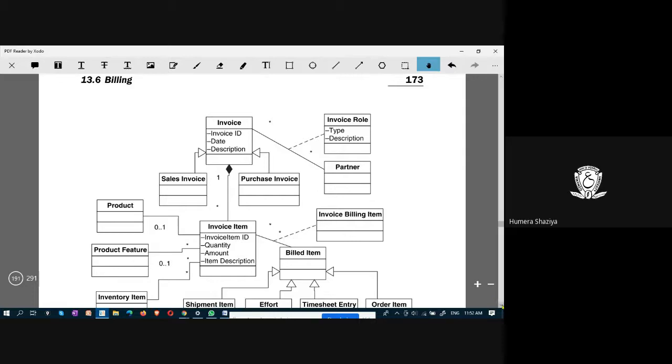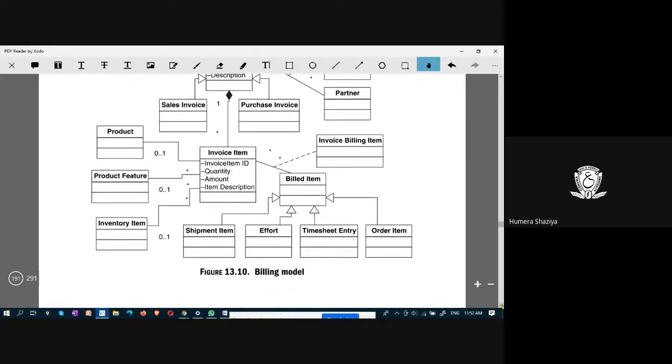And then product, product feature, inventory item. These all together are enclosed within invoice item. How is an invoice generated? By knowing what the products are, what its features are, and what the inventory item is. And finally, here bill item is how billing is done based on shipment cost, effort, timesheet entry, order item. Based on all this, its price is calculated and the item is billed.